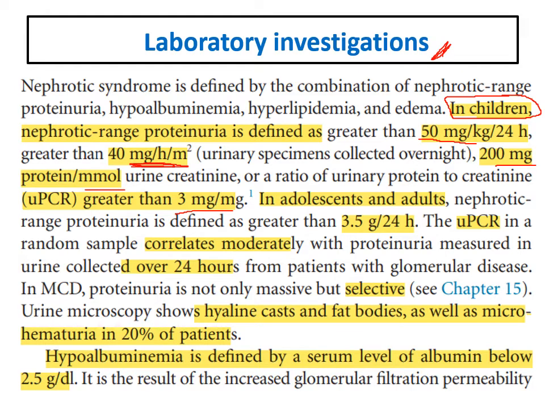ده في التشيلدرن. طيب في الادolescent والادلت بنقول nephrotic range proteinuria is defined when proteinuria is more than 3.5 gram per day. 3.5 gram per day. طيب.